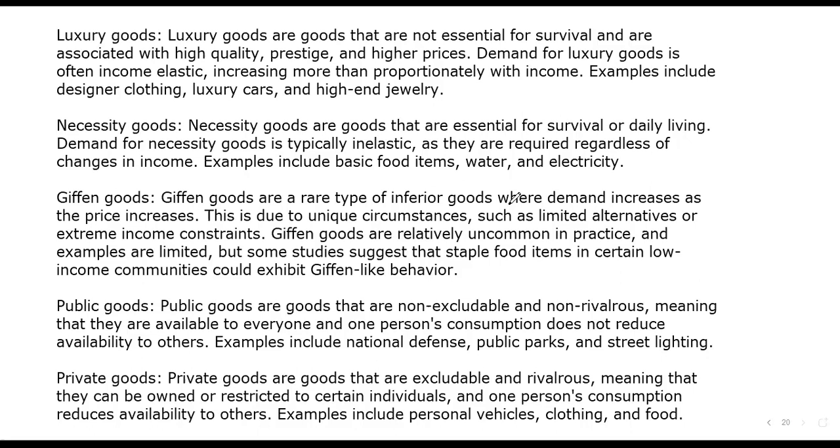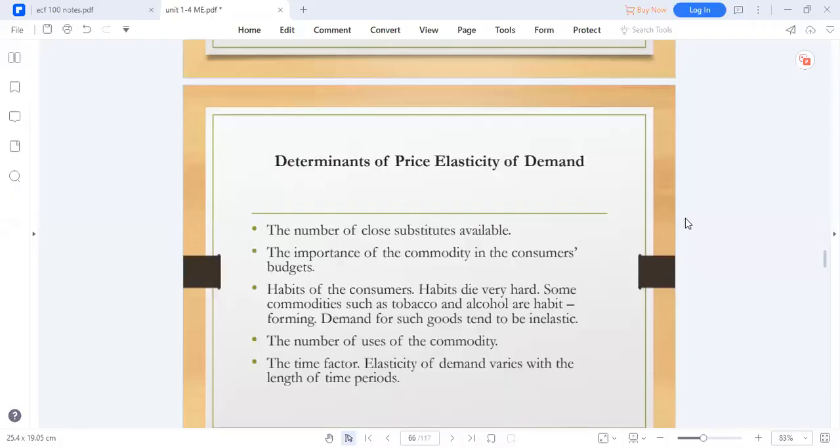All right. So what are some of the determinants of elasticity of demand? We have the number of close substitutes available, the importance of the commodity, and the habits that the consumers have. For instance, tobacco is a die-hard habit, as is alcohol, so demand for such goods is inelastic. Then there is the number of users, and the time factor, so elasticity varies.